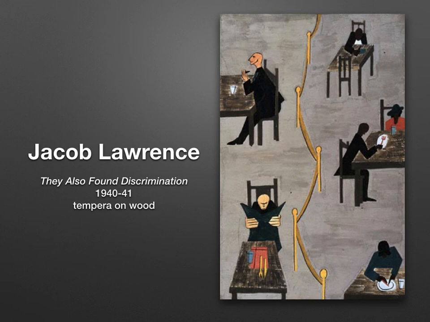This is panel number 49, also referred to as They Also Found Discrimination, 1940 to 41, and this is tempera on wood. And here you can clearly see we're looking at a restaurant, but the two races are clearly divided. In fact, the African Americans on the right, we don't even see that they have faces. And so this is playing to the idea of The Invisible Man by Ralph Ellison, that the African Americans were there, but they were not even noticed.